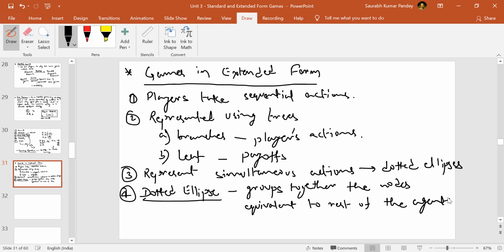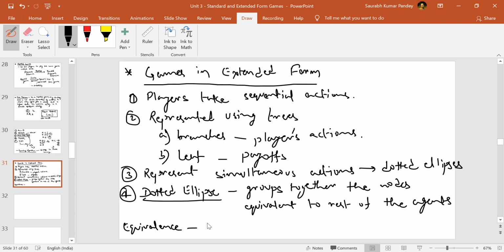Fine. So this is the concept of dotted ellipses. Now, again one question comes into the picture: what is equivalence? I told you, equivalent to the rest of the agents. There are certain nodes which are equivalent to the rest of the agents. If those nodes are there, then we will form a dotted ellipse. And if dotted ellipses are formed, it means that simultaneous actions are taking place. Okay, but what is the equivalence?